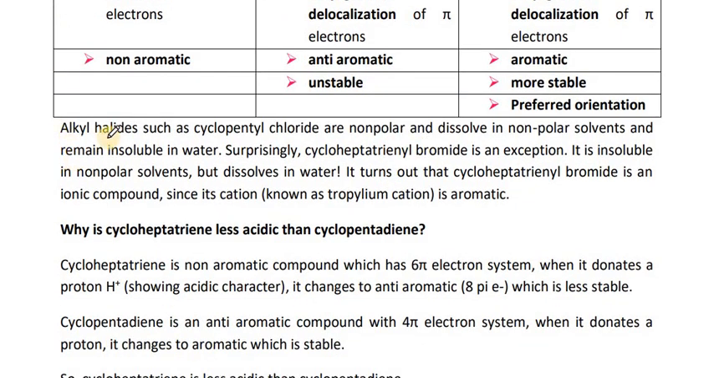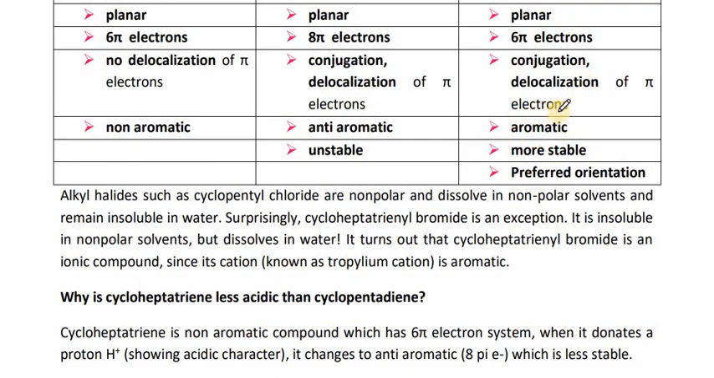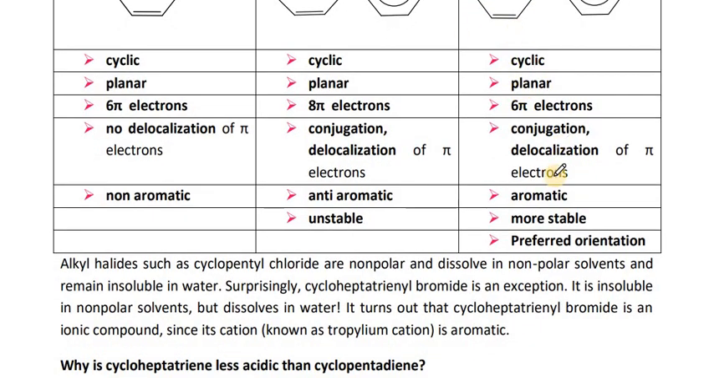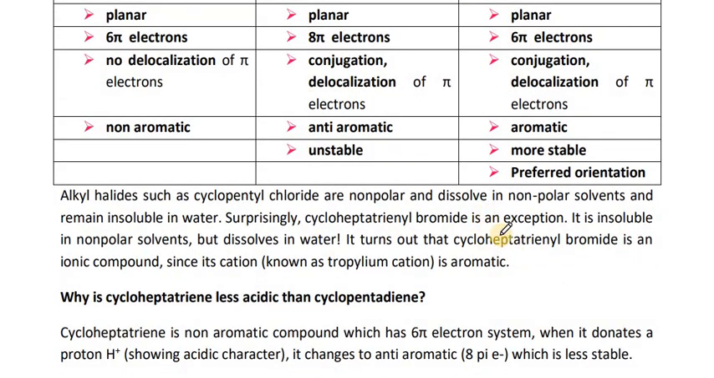There is one interesting concept here. All the alkyl halides such as cyclopentyl chloride are non-polar, dissolve in non-polar solvents and remain insoluble in water. Surprisingly, cycloheptatrienyl bromide is an exception. It is insoluble in non-polar solvents but dissolves in water. Why? Because the concept behind it is aromaticity. If it is in ionic form, that is Br minus and the tropylium ion, that is the cycloheptatrienyl cation, it acquires aromatic character and is more stable, which is the preferred orientation. Therefore, it dissolves in water. It is an ionic compound, and it acquires aromaticity because of the formation of the tropylium cation, which is a stable conformation. Therefore, that is the reason for its dissolution in water.